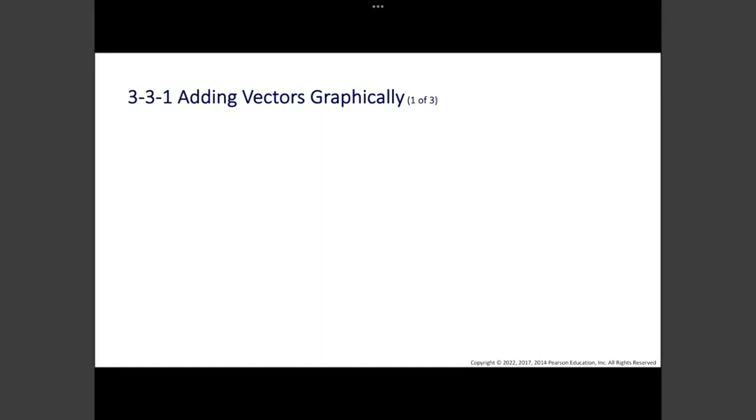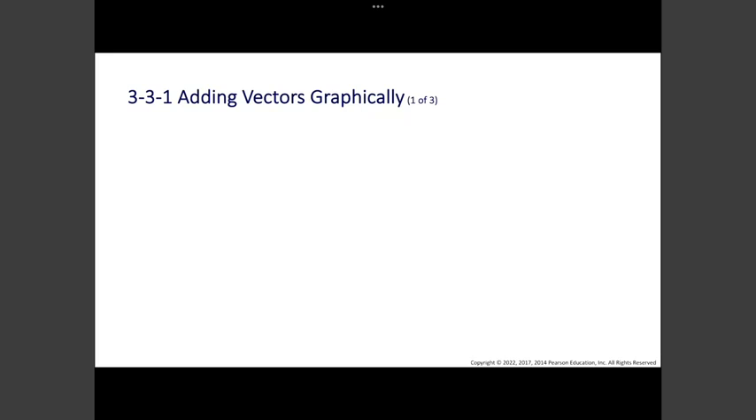Now let's start the third section of chapter 3. One more important reason for determining the components of a vector is that they are useful in adding and subtracting vectors. In this section, we begin by defining vector addition graphically and then show how the same addition can be performed more concisely and accurately with components.